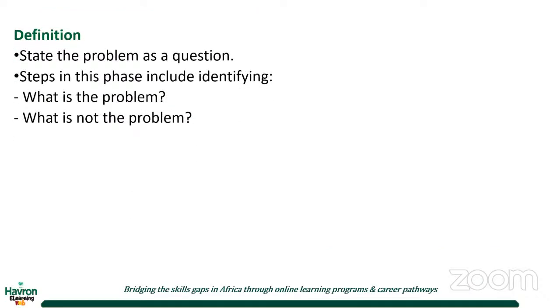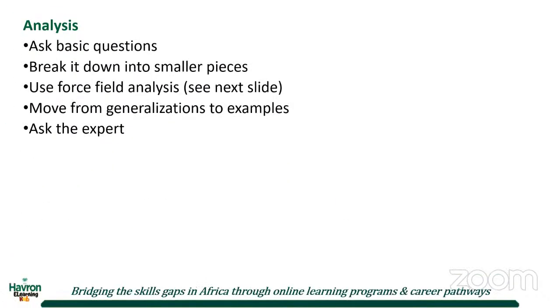Now, in defining the problem, here we state the problem as a question. Our goal is to grasp the general idea of the problem and then draw the rope tighter to get a more specific idea of the problem. The steps in this phase include: what is the problem? What is not the problem? Then you go into the analysis phase.